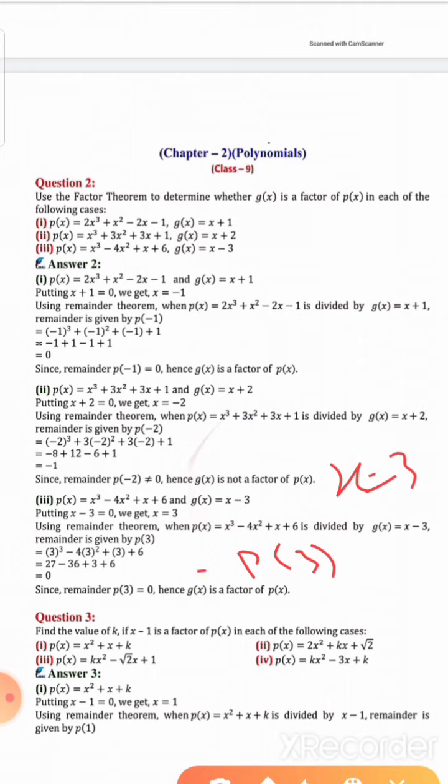Simplifying this step, lastly we get the answer 0. So for the value of x = 3, p(3) = 0. Since the remainder p(3) = 0, hence g(x) is a factor of p(x).